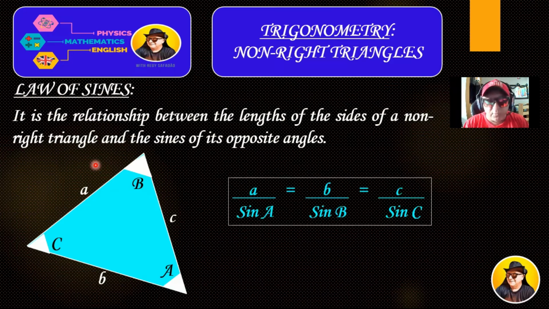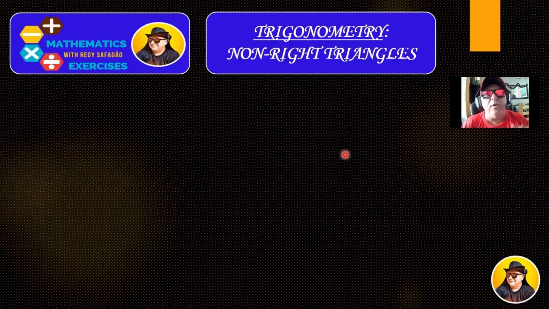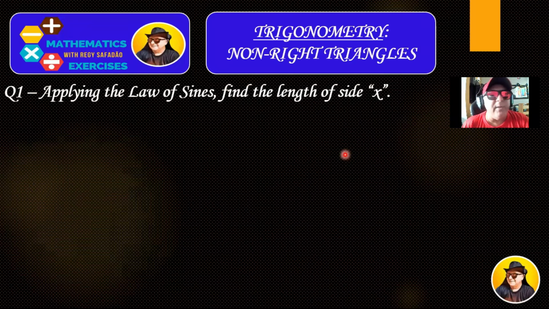So we have the following relationship. Side A is over the sine of angle A. Side B is over the sine of angle B. And side C is over the sine of angle C, okay? So this is, in fact, the law of sines. And we can apply this relationship in some problems, okay? So let's have now 4 different problems, 4 different situations, and we are going to apply the law of sines.